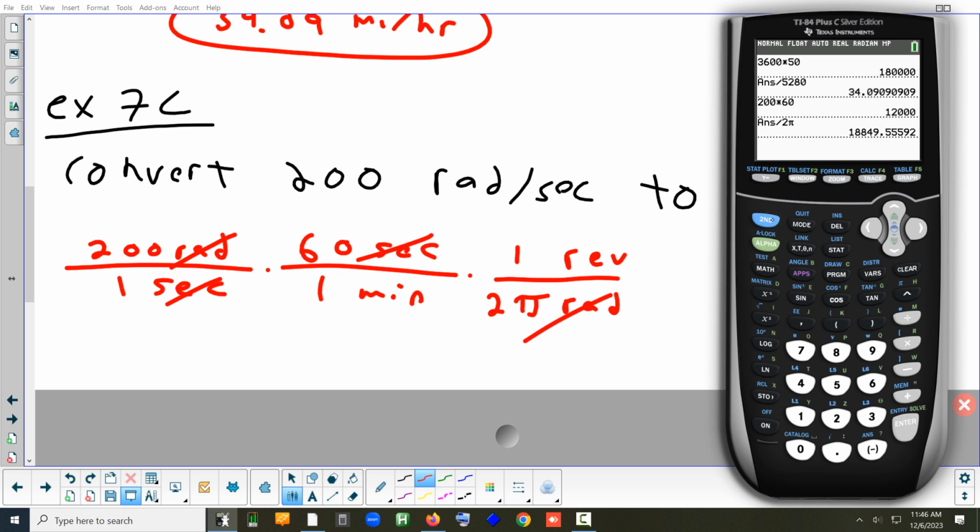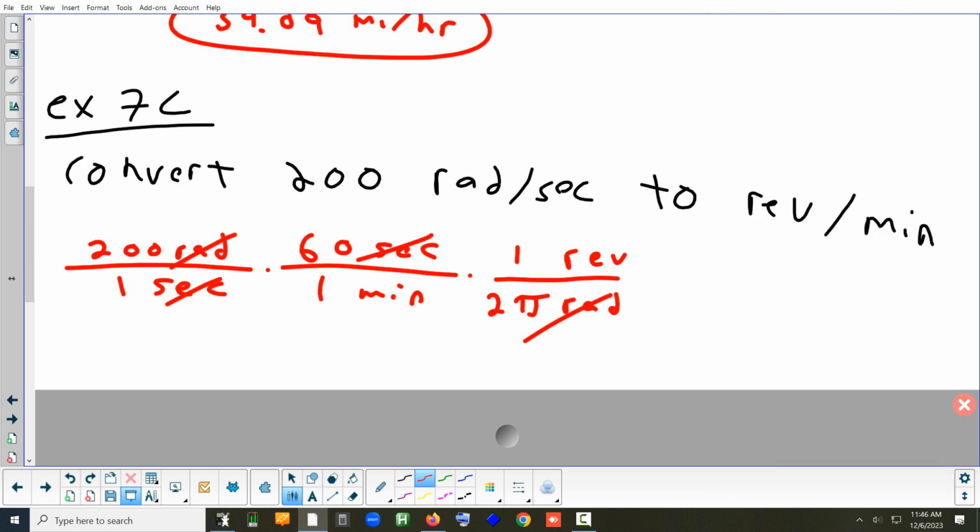So I'm going to go back, type in 12,000 divided by, well, it did follow order of operations. It did multiplication and division left to right. But I wanted to do the 2 pi first. And that's what I want. So 1,909.86. Okay, and what's my unit on that? Revolutions per minute. That's revolutions per minute.